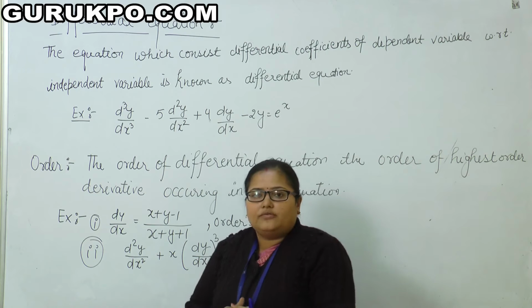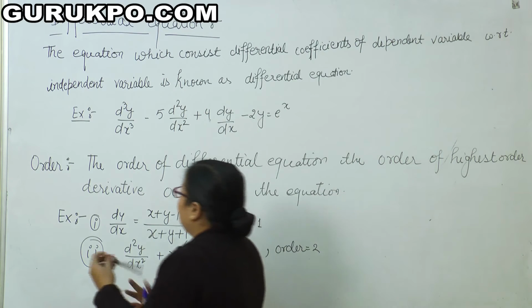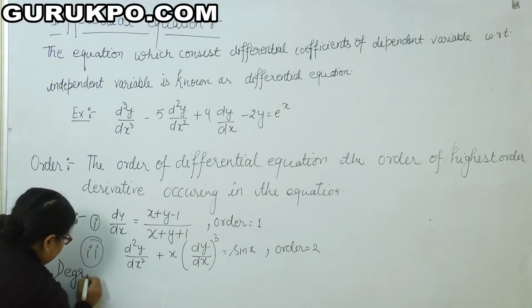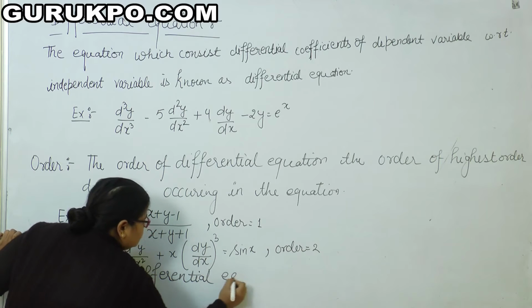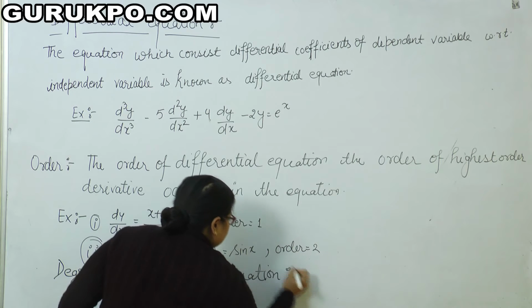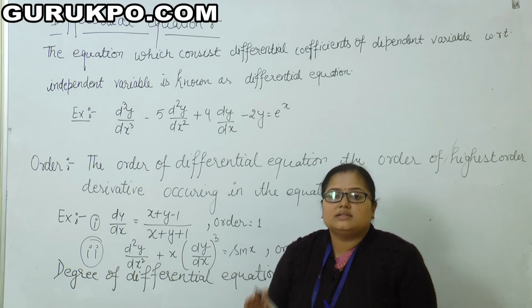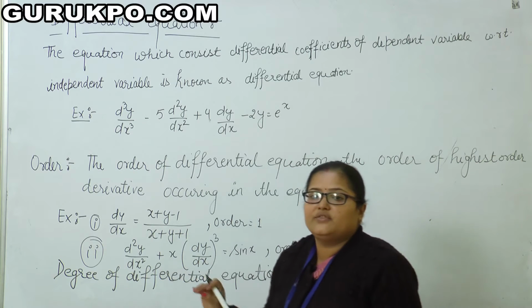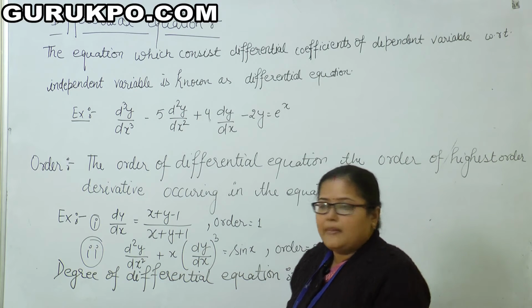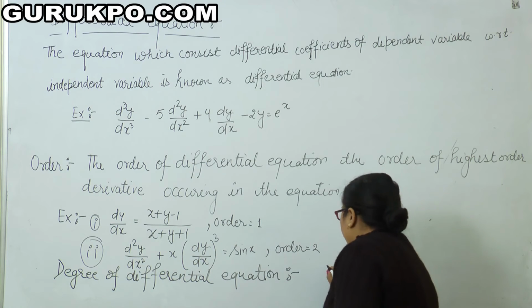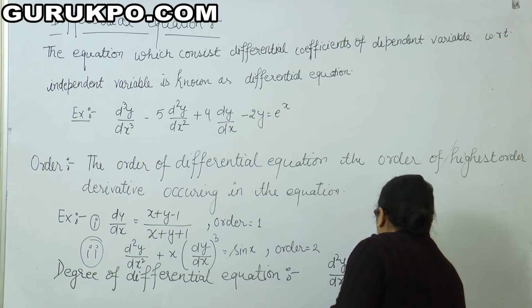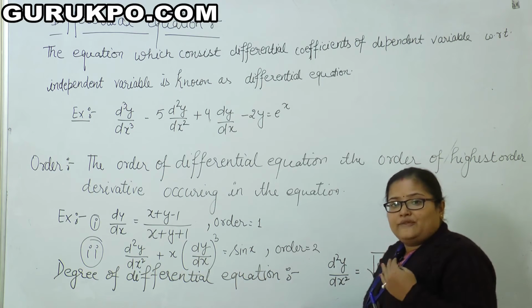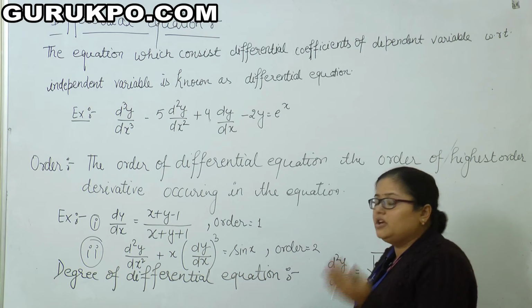Now we come to the degree of a differential equation. The degree of a differential equation is the power of the highest order derivative occurring in the differential equation, which is free from radicals and fractions. For example, if we take the equation d square y by dx square is equal to under root of 1 plus dy by dx, then firstly we have to remove the radicals and fractions for determining the degree of the differential equation.